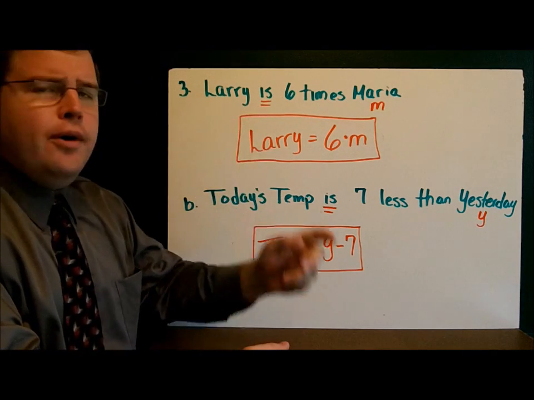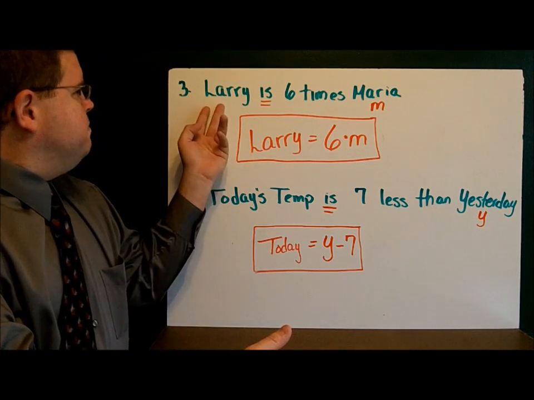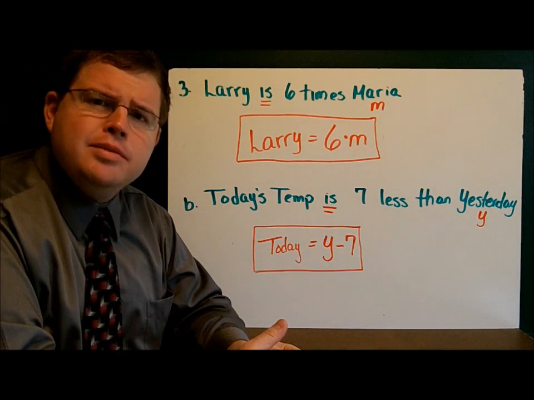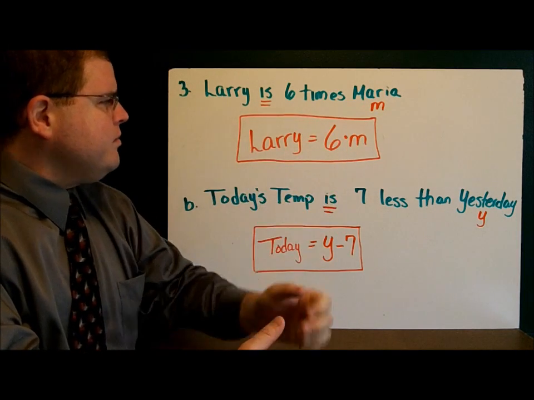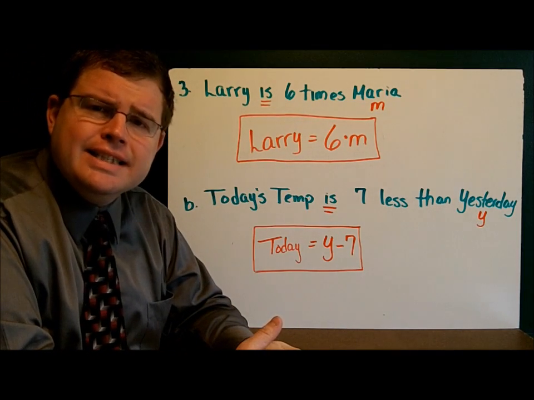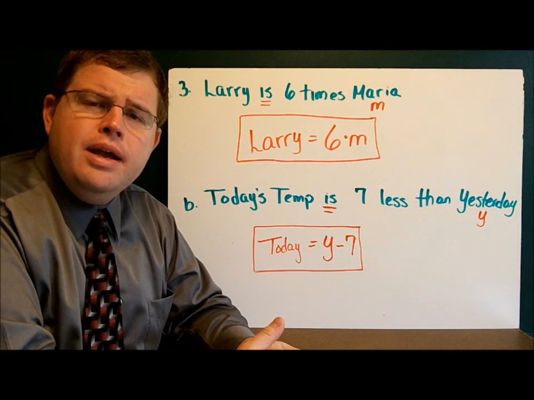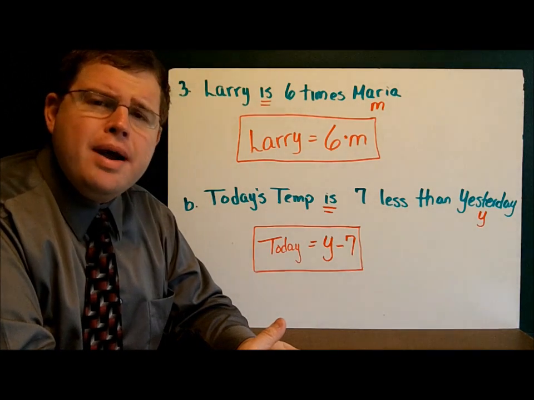Larry is. The word is means equals. So whenever I see the word is, it means equals. Larry equals 6 times Maria. So Larry's age is 6m. And that's really all we're doing. We're going through and we're assigning a variable to the thing we know nothing about, and we're writing a little equation.